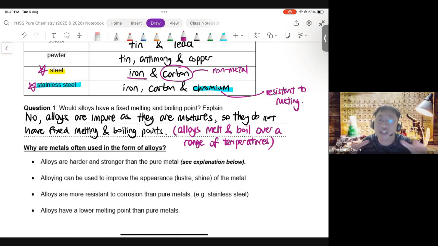Now, as mentioned, pure metals are very malleable. They can be easily changed in shape. That's not good. Actually, you would want your metals to be harder and stronger. And that's the main reason why we use alloys. We use alloys very commonly. Number one is because alloys are harder and stronger than the pure metal. This is the primary reason. Now, secondary reasons include the alloys may be shinier. It looks better. Or like stainless steel, the alloys are more resistant to rusting and corrosion.